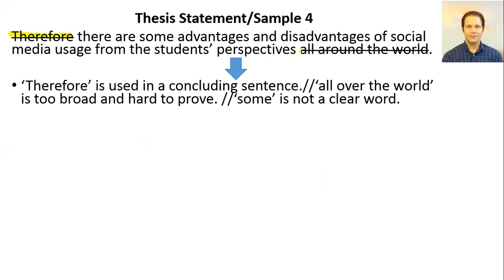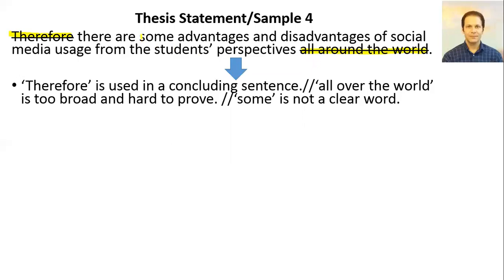Therefore is used in a concluding sentence. Number 2, "all over the world." This is a very broad and hard claim to prove. So if I make this claim in my thesis statement, then in my paper, I should be looking at the students' perspectives from all over the world: French, Japanese, American, Malaysian, and so on and so forth, which I think is not possible in a few page long paper.